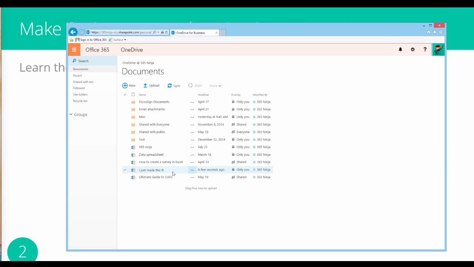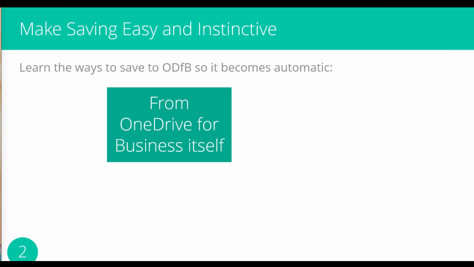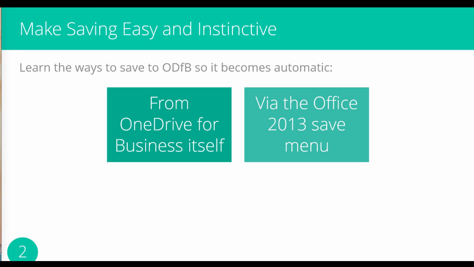But of course, not all of us use Office Online regularly. I think a lot of us on this call or on this webinar might, but I know personally, I use Office 2013 still a lot. So that leads me to the next way of saving, which is via the Office 2013 Save menu. So once you sign in to your Microsoft Business account, you'll have the opportunity to save to OneDrive for Business from your Save menu in Office 2013 applications.